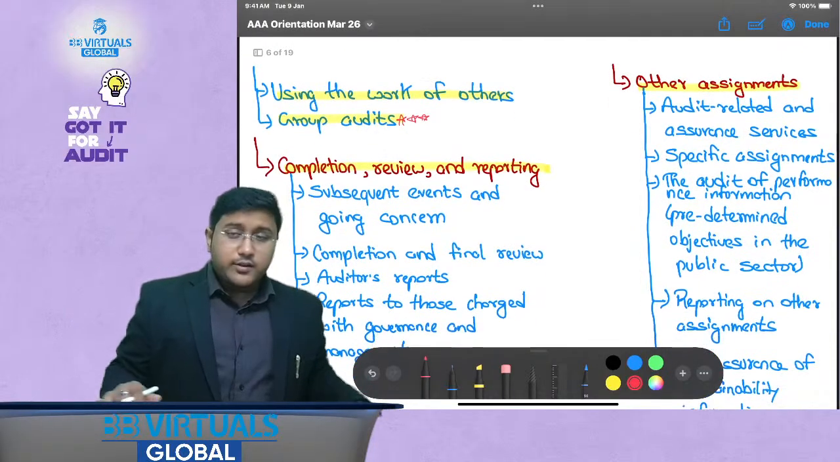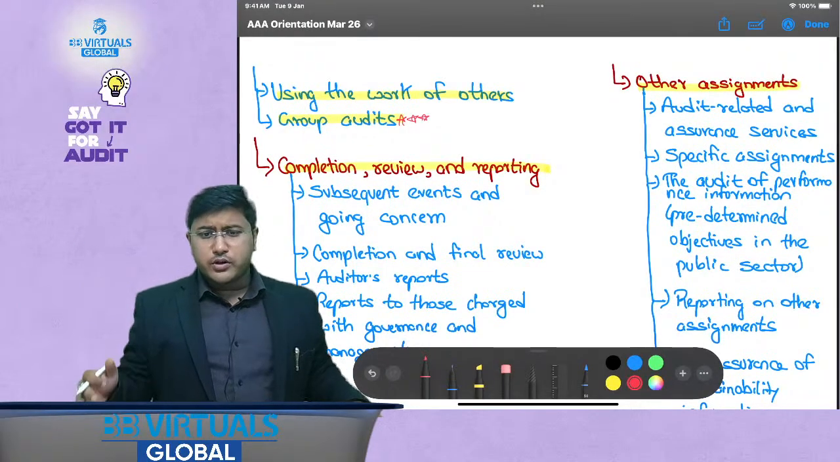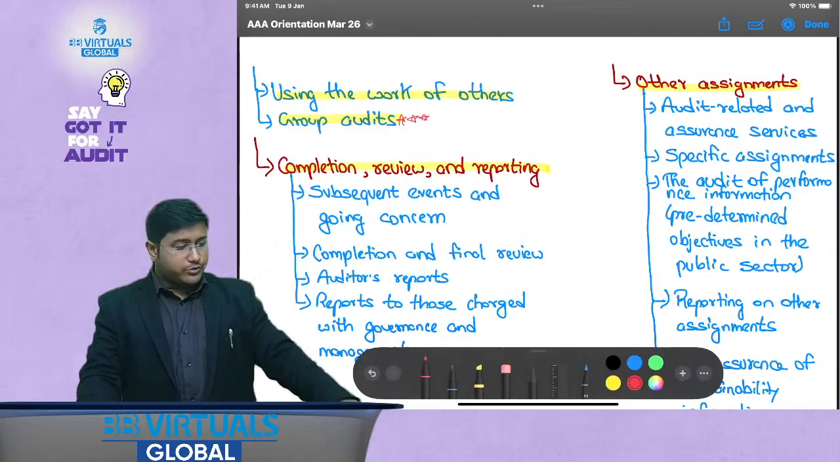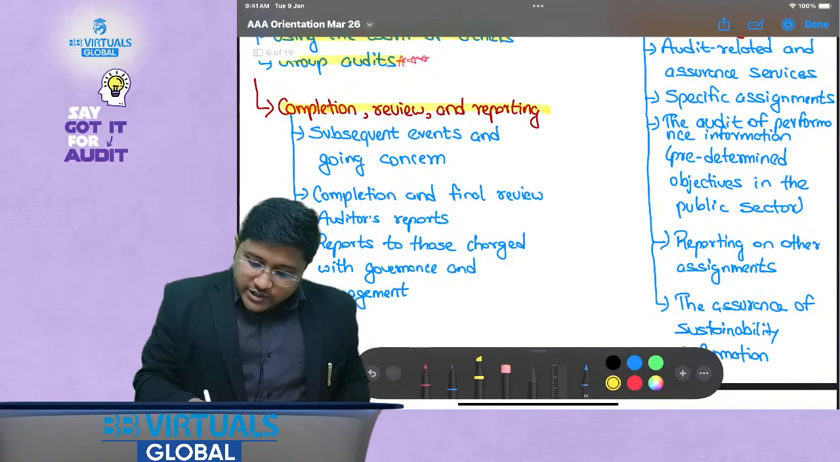Okay, now using the work of others, as in if you appoint auditor's experts, management experts, or you use the work of internal auditors, then how do you need to use it for your work? That is something very, very important. Now completion, review and reporting.